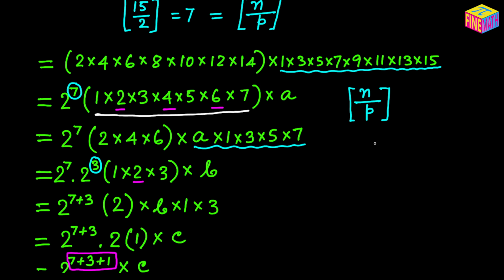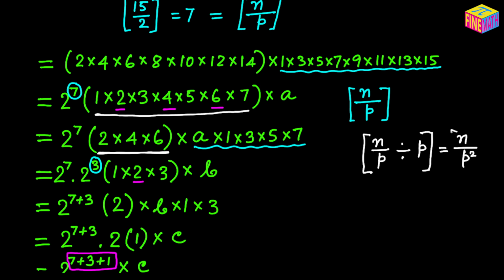Well, the number of multiples of 2 would be again n divided by p, and then I have to divide that by p again, because we are trying to find out how many terms we are going to get in this other parenthesis right here. How many multiples of 2's are we going to get? We get the greatest integer function of this, and this is nothing but the greatest integer of n divided by p squared.